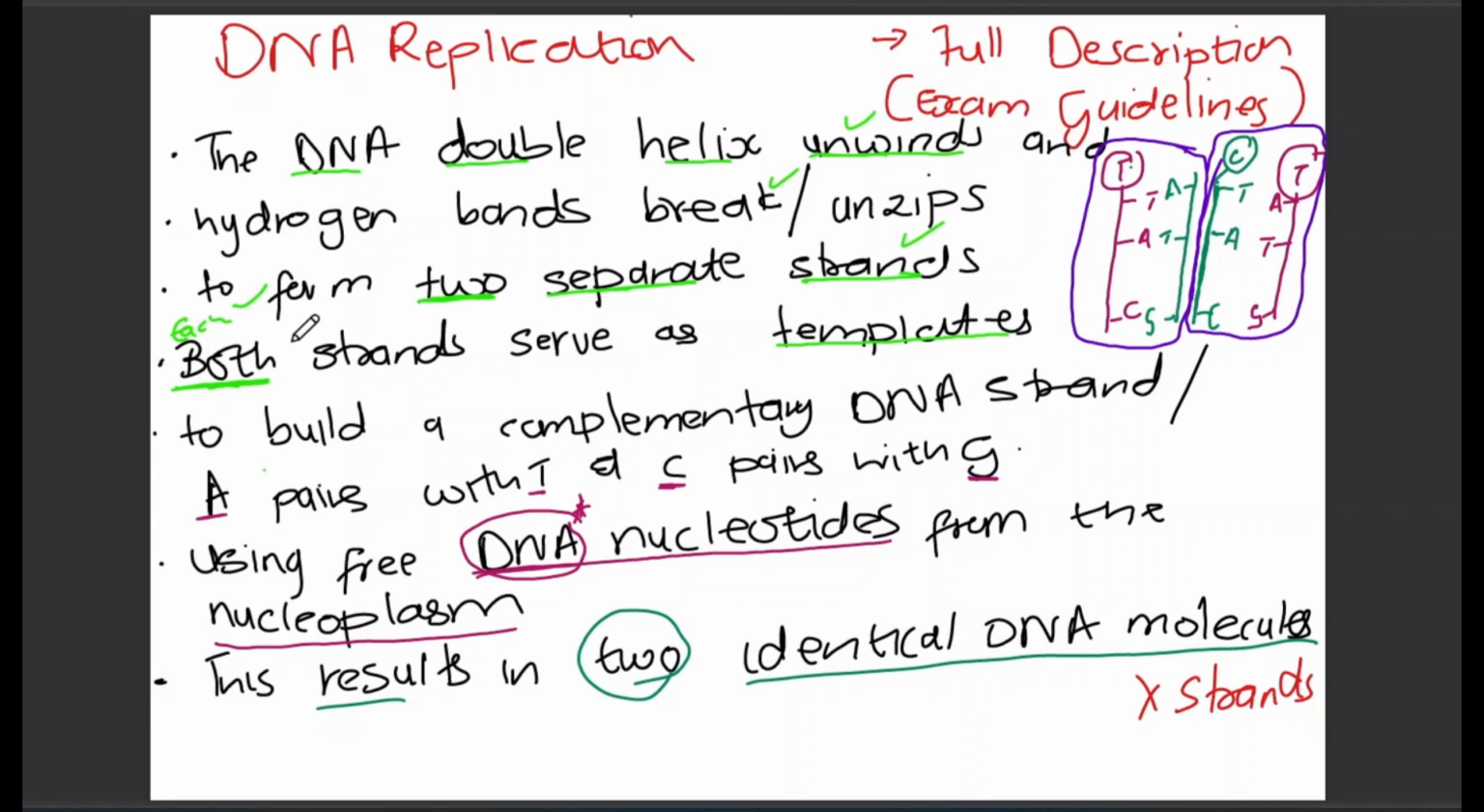Here on point number 4, when you use the word one, that will be incorrect. So you can't say one strand serves as a template because that's a point for transcription. So please avoid that mistake. On this particular point, using free DNA nucleotides, please do not make a mistake of saying using free RNA nucleotides. And do not make a mistake of saying these nucleotides are from the cytoplasm. So cytoplasm will also be incorrect. I hope it all makes sense.